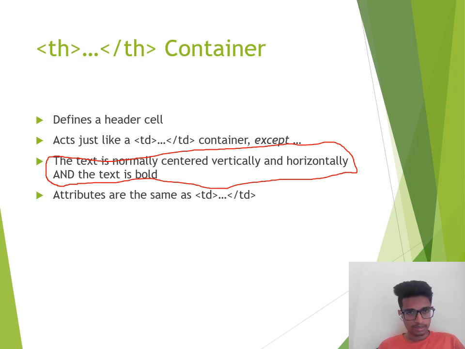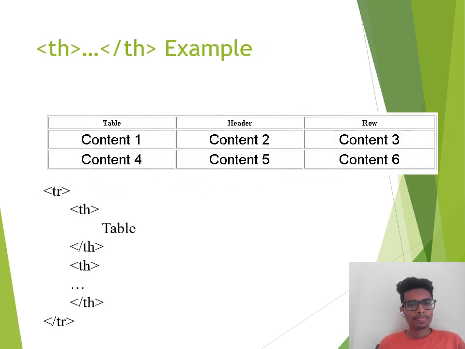The header cell must be differentiated from the normal data cells, so the text is normally centered, vertical and horizontal, and the text is bold. The attributes are the same as a data cell. So let's move on to the next one. We have an example for th.